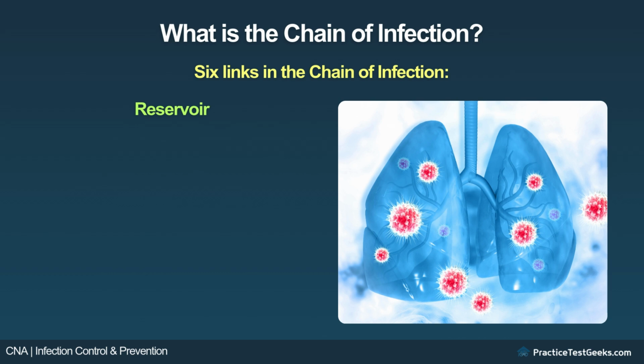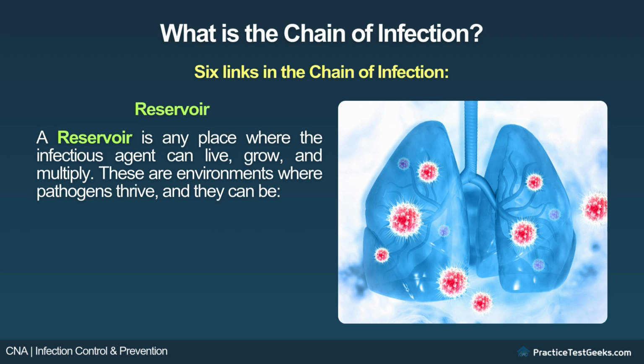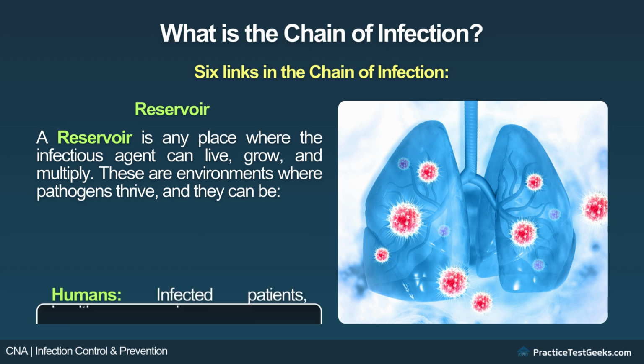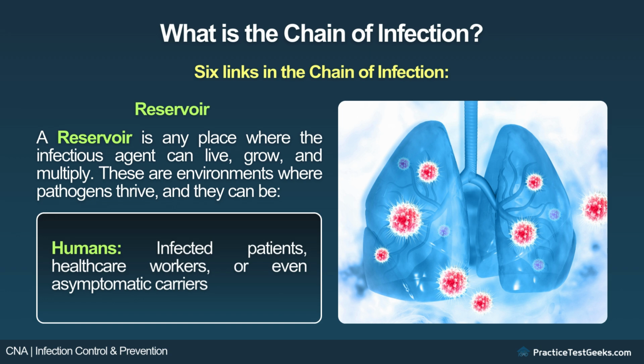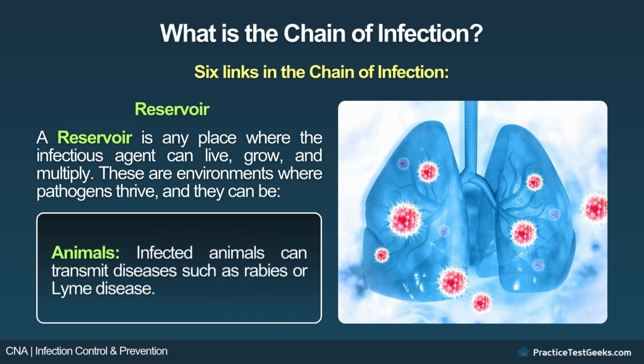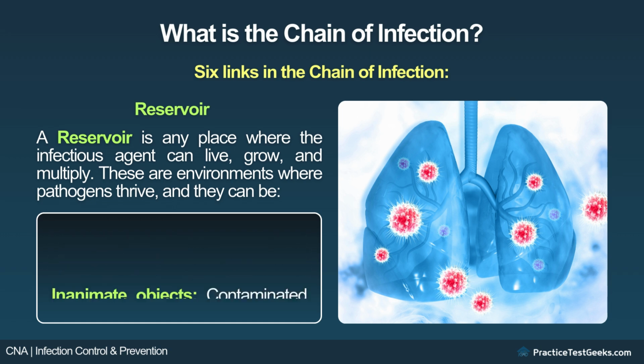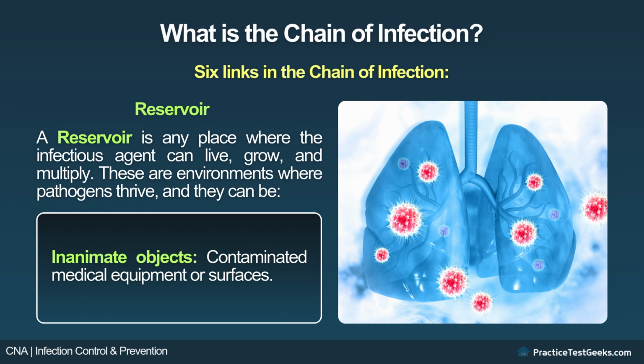The second link in the chain is the reservoir. A reservoir is any place where the infectious agent can live, grow, and multiply. These are environments where pathogens thrive, and they can be humans, infected patients, healthcare workers, or even asymptomatic carriers. Animals. Infected animals can transmit diseases such as rabies or Lyme disease. Inanimate objects. Contaminated medical equipment or surfaces.